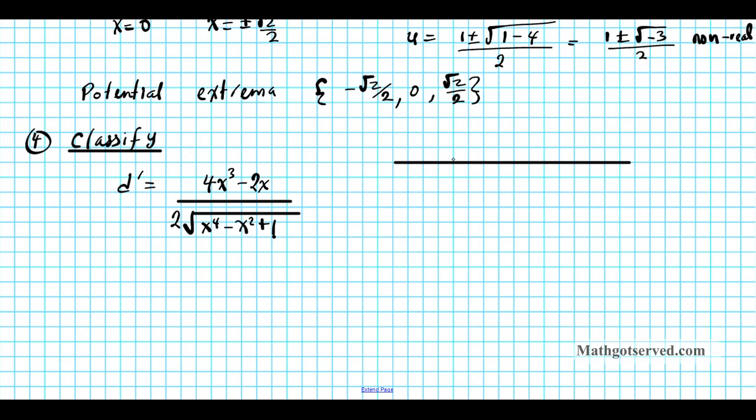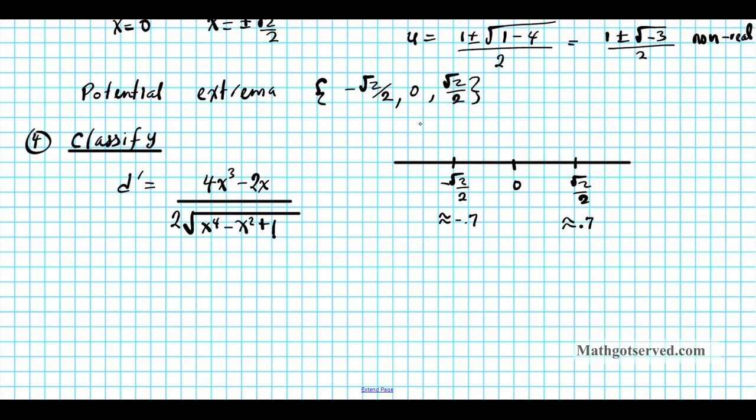So our critical points are negative root 2 over 2, which is approximately negative 0.7. You can check that with your calculator. And then we have 0. And then we have positive root 2 over 2, which is approximately 0.7. These are the potential extremas that we have. Okay, so we want to look for the minimums. We could have one or more, so that's what we're looking for.